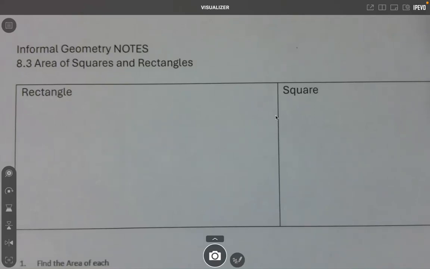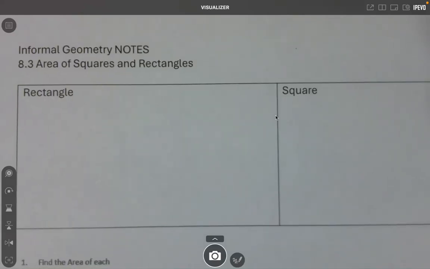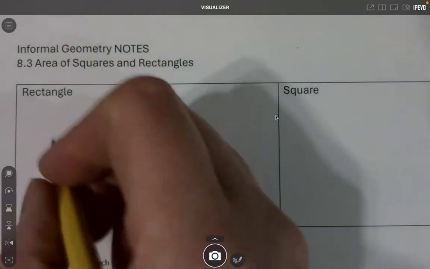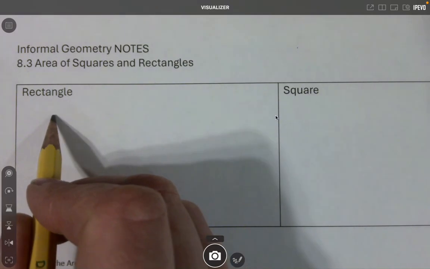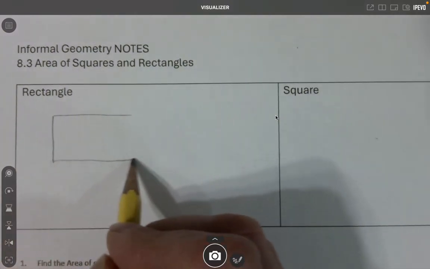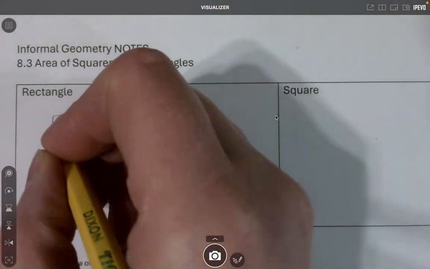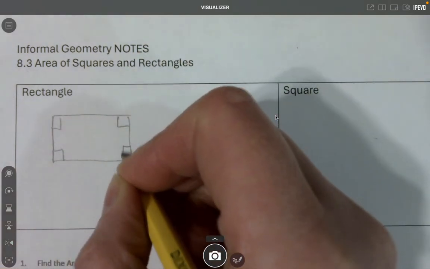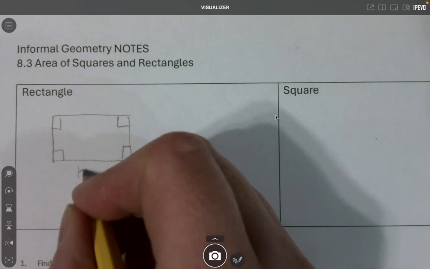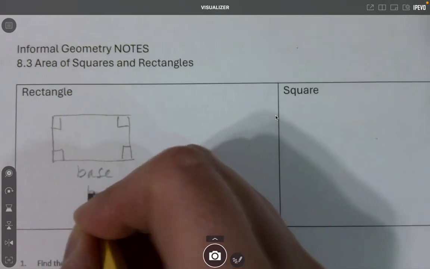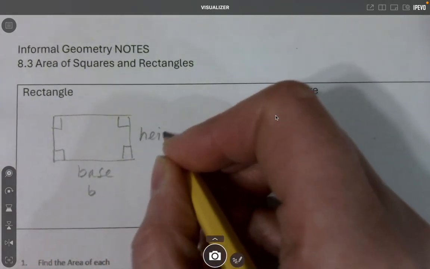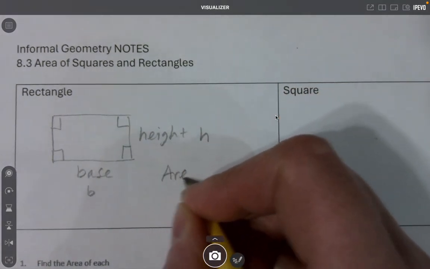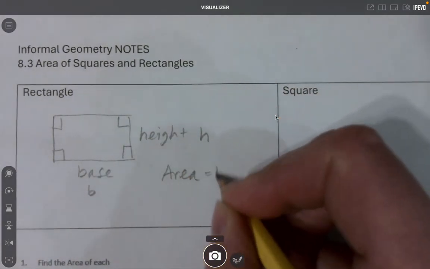Hello, class. These are our notes for area of squares and rectangles for informal geometry. So just to remember what a rectangle is, a rectangle has 4 right angles. So it looks something like this. And we have our base that we normally call B and our height that we'll call H. And so our area is going to equal base times height.